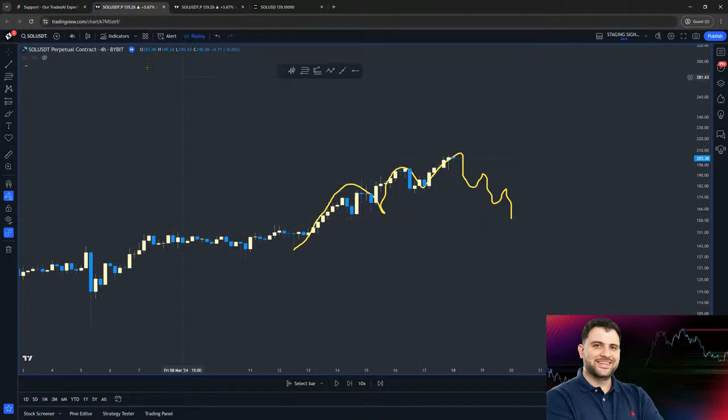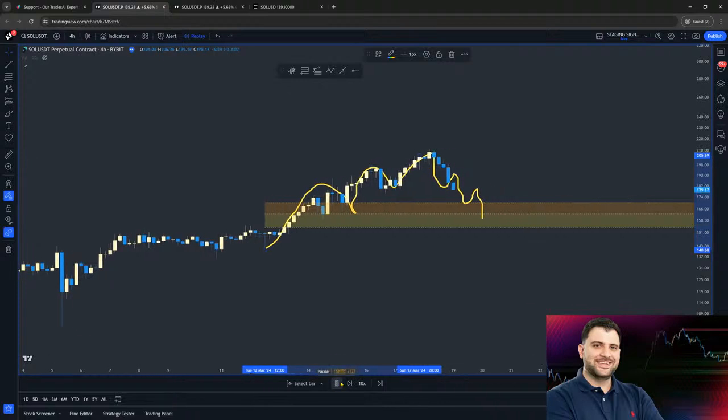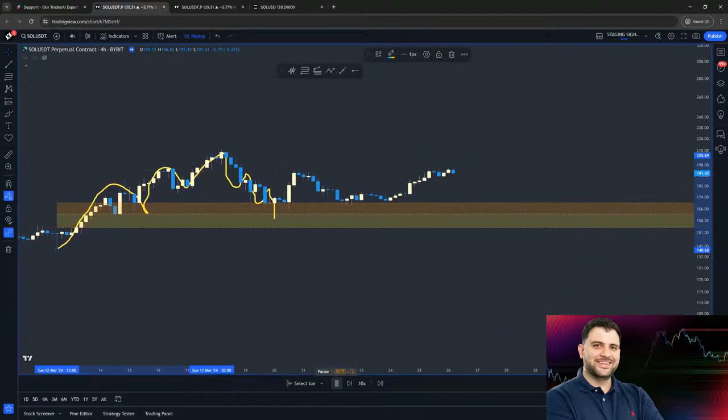Again, there's no guarantees, but you could use the Fibonacci tool. You could say from here to here. Equilibrium, 50%, golden pocket here. What happened? Let's see. There you go. That's literally how price moved.